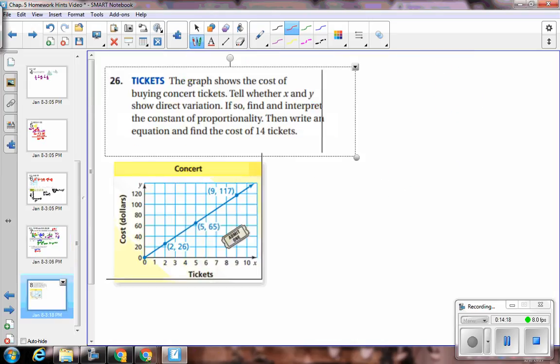One more. Okay, so for the concert ticket problem, we're telling whether it is a direct variation. We learned that any line that passes through the origin and is straight is a direct variation. Okay, so now we have to find k and write an equation. So when you're looking at a graph, k is the same as the slope of the line when it is a direct variation. So we have to find the slope of the line.